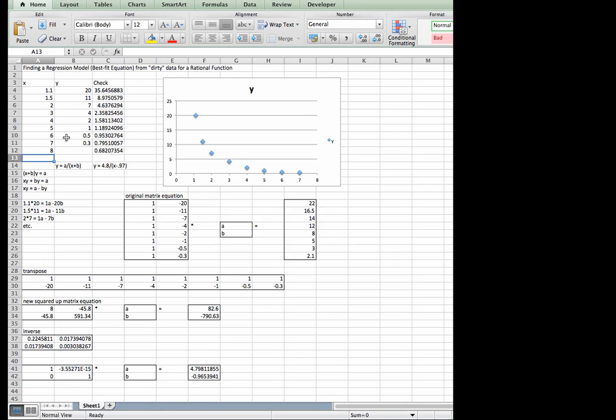Or if I said, what would 3.5 be? I hit 3.5. This one is an interpolation, and I better be getting some value between 4 and 2. Well, we're actually between these two. And so that's how you would use your regression formula to answer questions about situations beyond the data or between the data points. So this is what we would expect from our regression formula. That's how to do a regression model, find a best fit equation for a rational function.